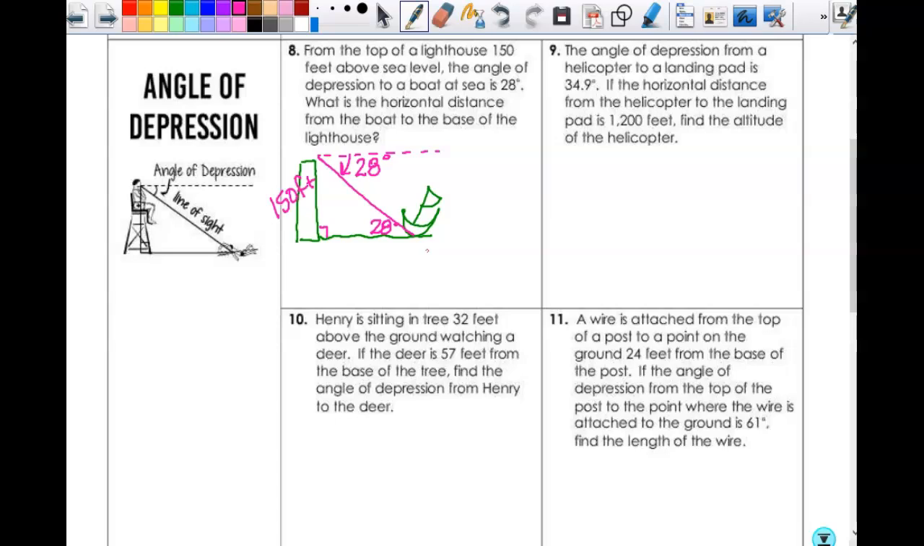Are they both on the inside or both on the outside? If these are my parallel lines and this is my transversal, they're both on the interior. So what kind of interior angles?